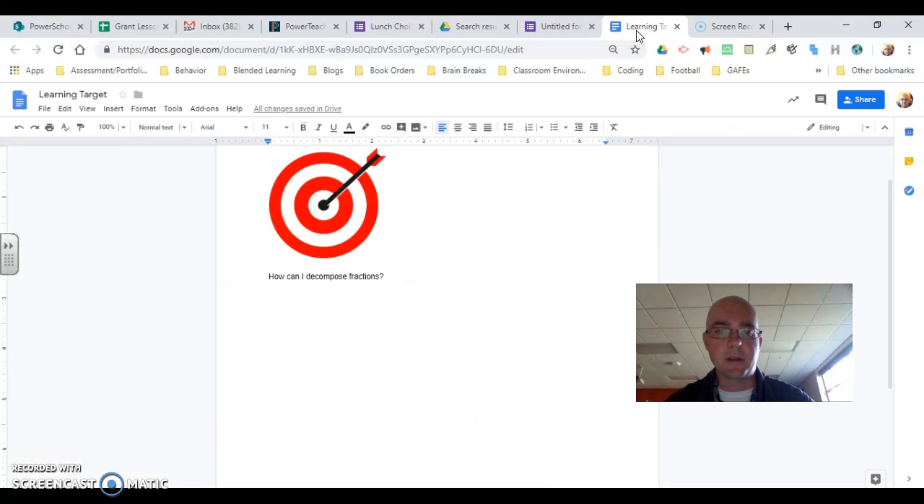Here's our learning target today. How can I decompose fractions? So, decomposing is breaking something into smaller parts.